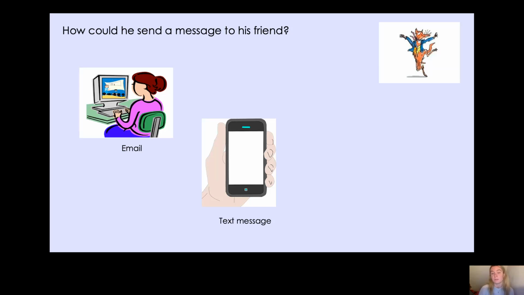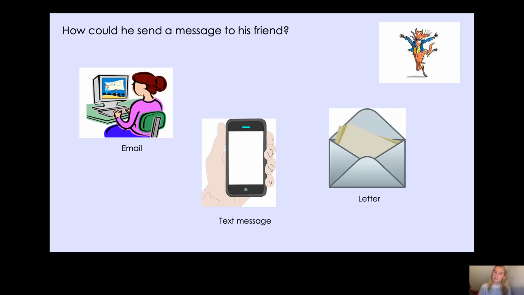So I had another little think and I thought, I know. You could send a letter to your friend Fantastic Mr. Fox. You could write a message on a piece of paper, put it in an envelope, write your friend's address on the front and send it in the post. And he thought that was a brilliant idea because he had a piece of paper and he had a pen and he had an envelope. So that's the idea that he went with.